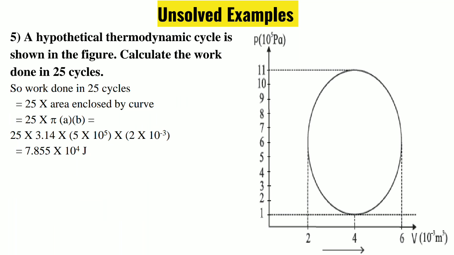Okay. Now area enclosed in a curve is given by pi AB, but it is completing 25 cycles. So it is 25 into area enclosed in a curve. So it is 25 into pi into A into B. So we will be getting the answer as 25 into 3.14 into all that things. After substituting, we will be getting the answer as 7.855 into 10 raised to 4 joule.